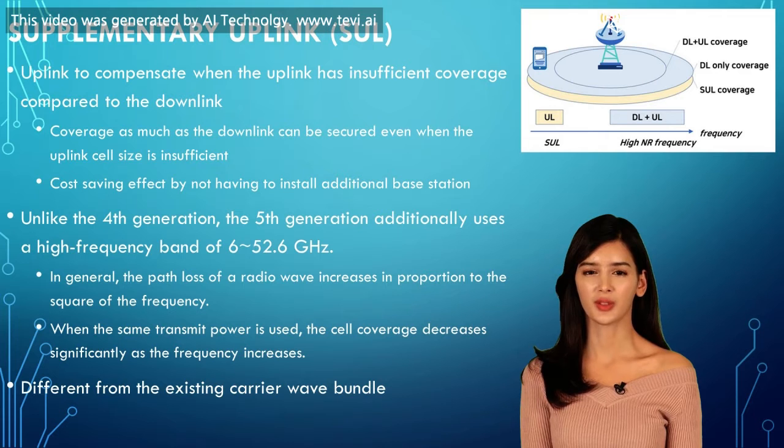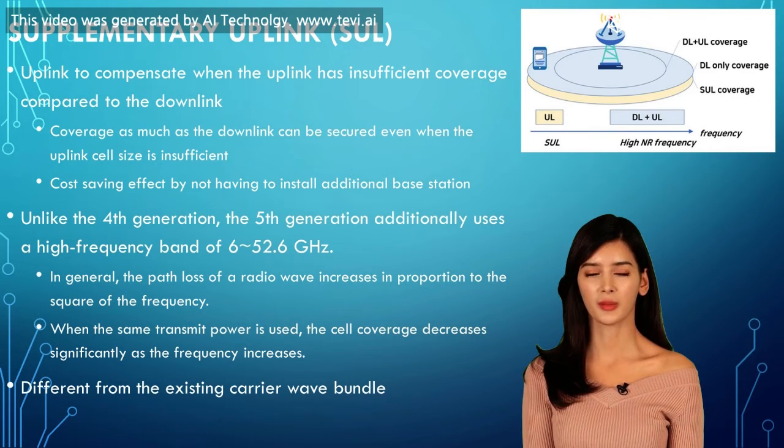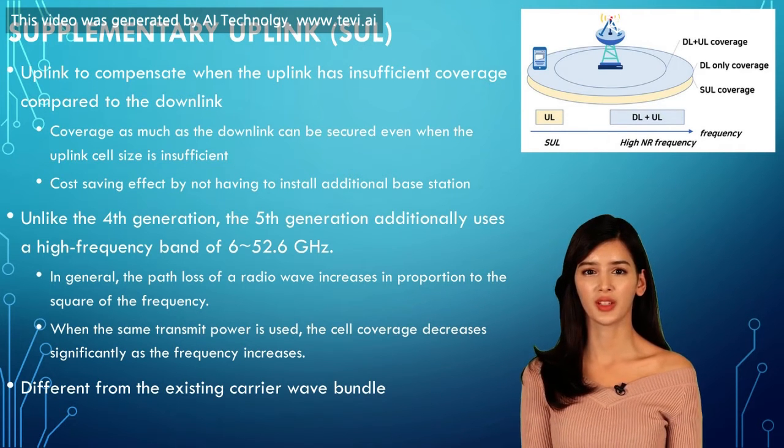Unlike the fourth generation mobile communication, the fifth generation mobile communication additionally uses a high frequency band of 6 to 52.6 GHz, and the path loss of a general radio wave increases in proportion to the square of the frequency. But when the same transmission power is used, cell coverage decreases significantly as the frequency increases. Also remember that it is different from the traditional carrier bundle.